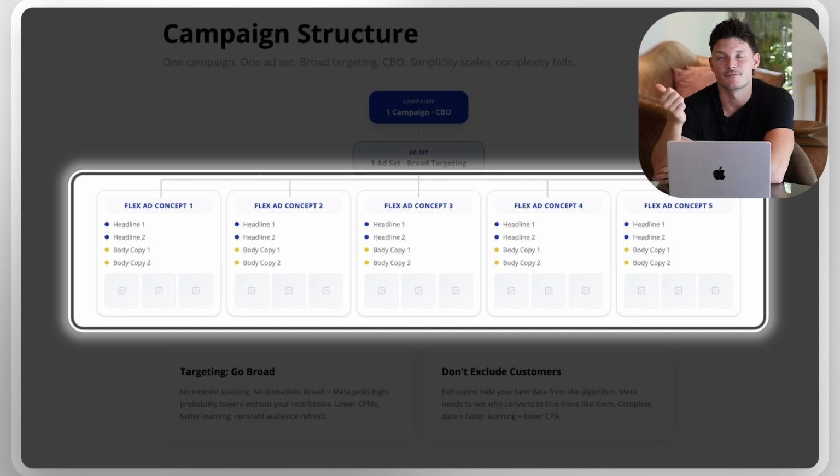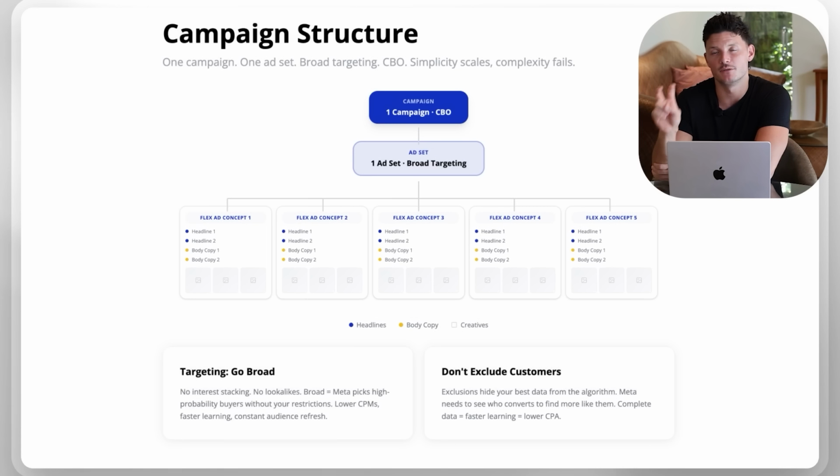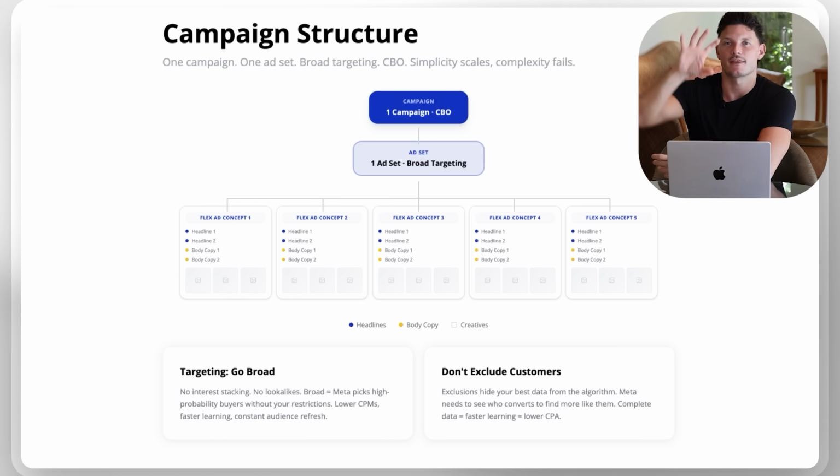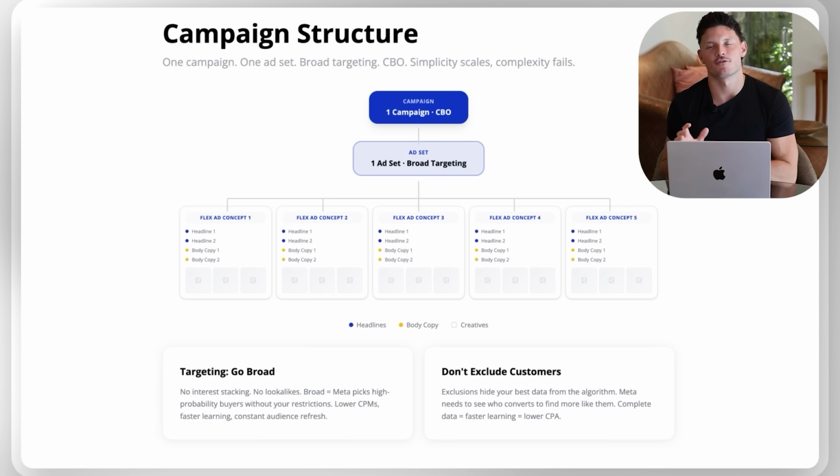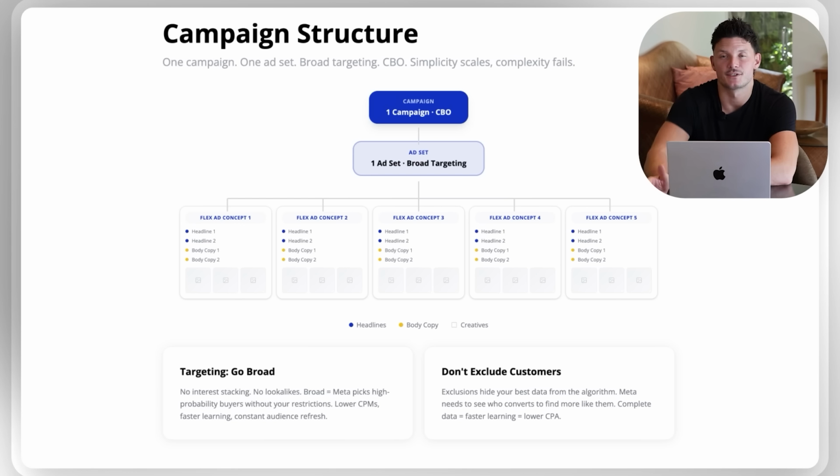So UGC, product demos, problem-aware content, objection handlers, or whatever concepts you want to load in there, then you're going to have 2 primary headlines and 2 body copies. This will give that ad concept enough different combinations for the algorithm to work out what is best. So do that, repeat for each of your concepts. And that's it. That's the whole setup. So you can scale all the way up to 5K ad spend per day just using this simple structure.